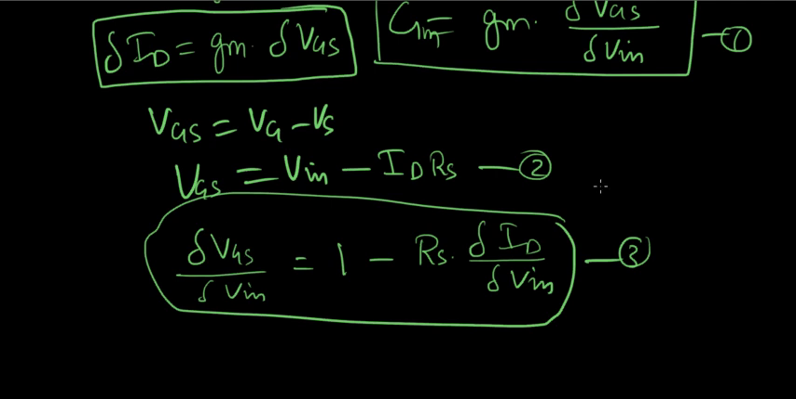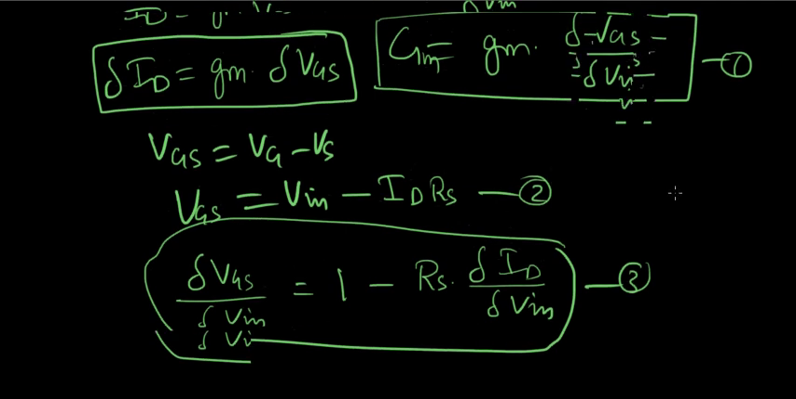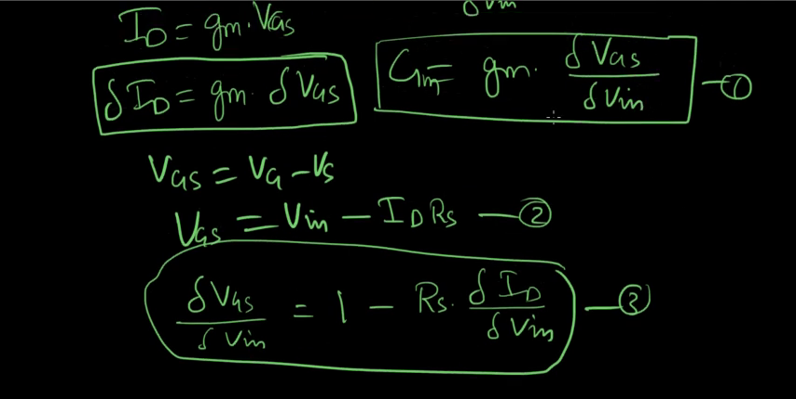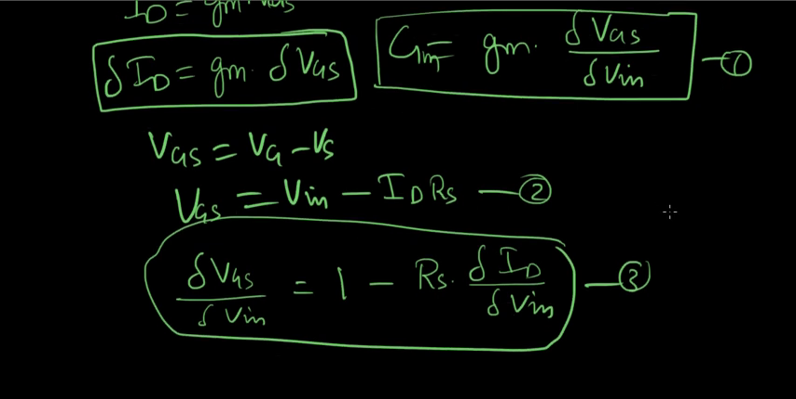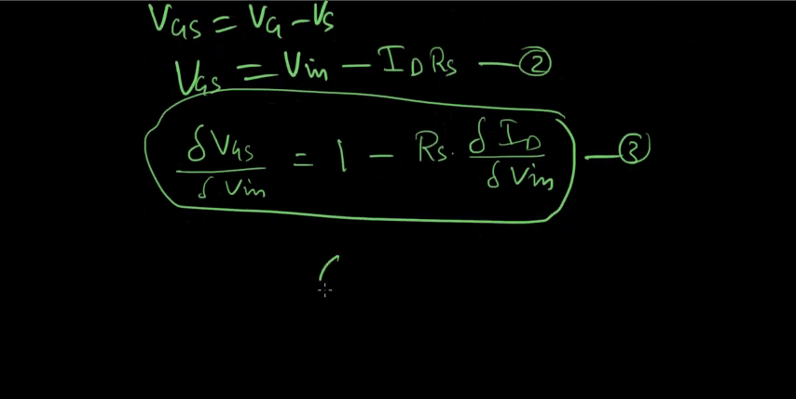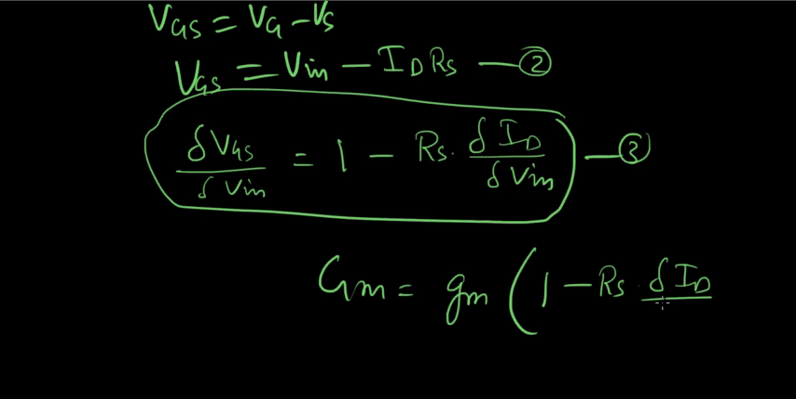Delta VGS over delta Vin, and we have delta VGS over delta Vin there too. Alright, so let me just look at what we have there. Okay, so capital GM can be given as GM times 1 minus RS delta ID over delta Vin. And this is equation 4.